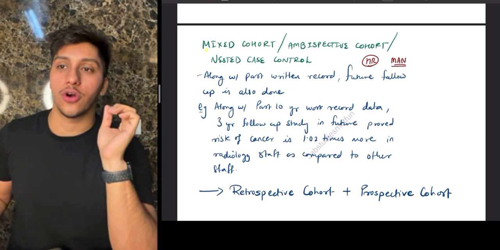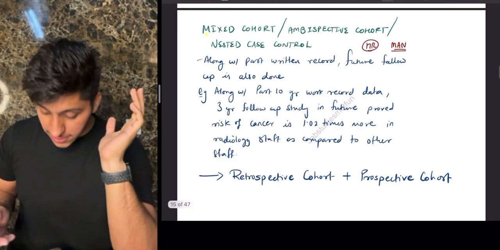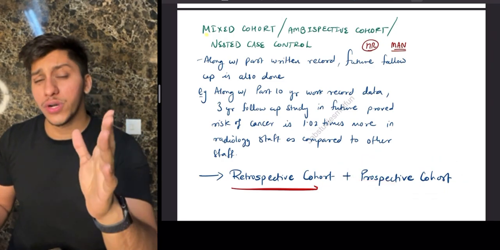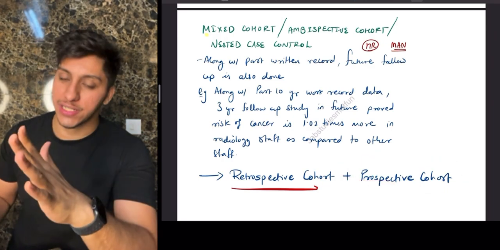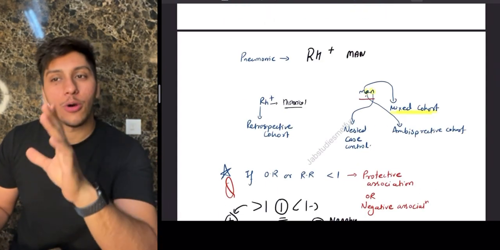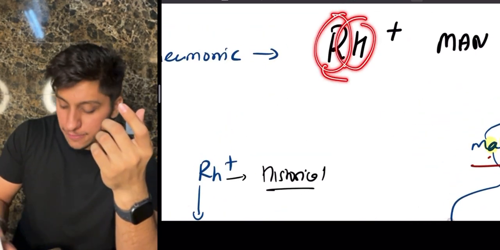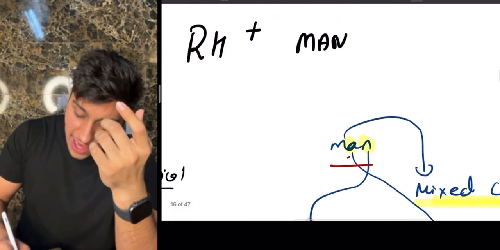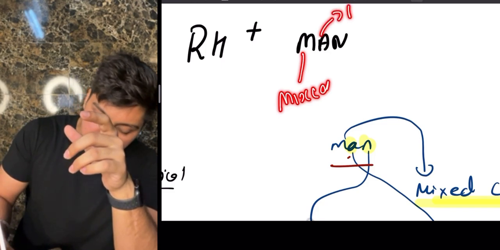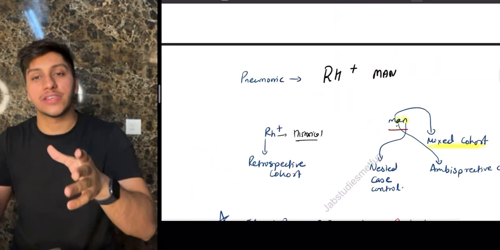Along with the past written records, future follow-up is also done. The same example I used with testicular cancer is a combination of retrospective data and prospective data. So this is your mixed, ambispective, nested case control. To remember the cohorts, just remember RH positive MAN. RH is retrospective and historical, so these both are backward cohorts. In MAN, M is mixed, A is ambispective, and N is nested case control. That's how you can remember. These are all the same names.